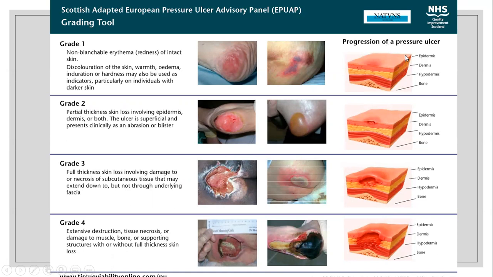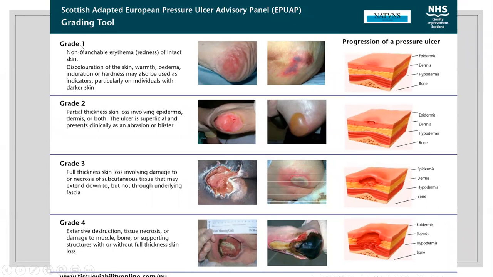This is the layers of the skin: epidermis, dermis, hypodermis, and bones. So in this picture, you can see the skin lesion impaired, breaking the outer 2 layers of the skin. Here we can see the damage is eroded to the hypodermis and finally gets involved in tendon and bones.